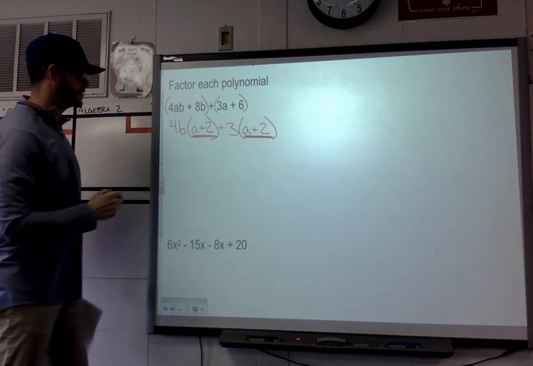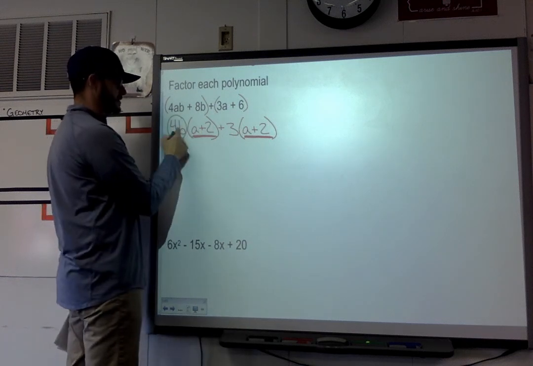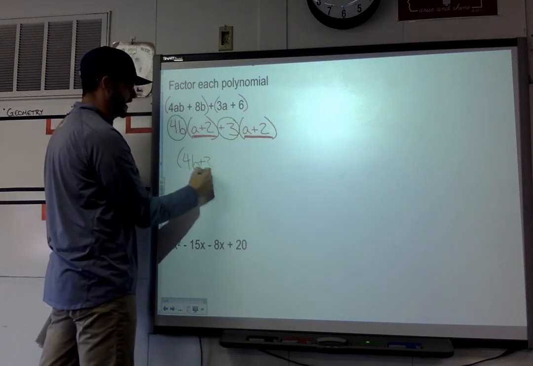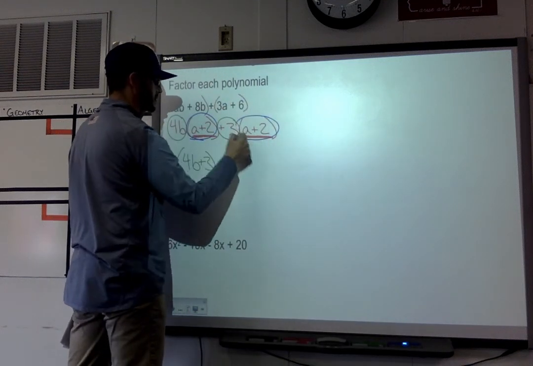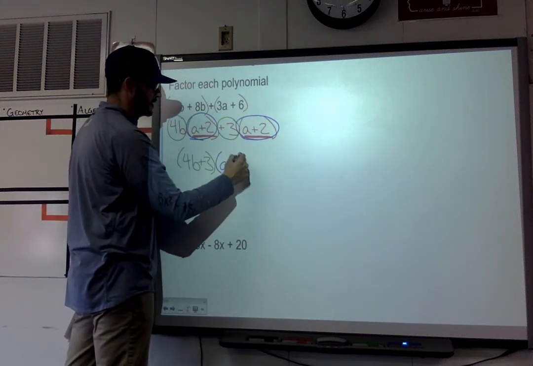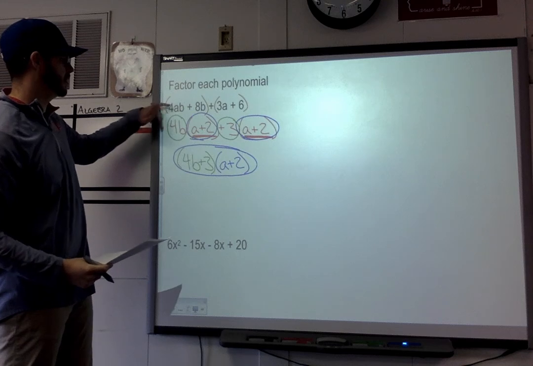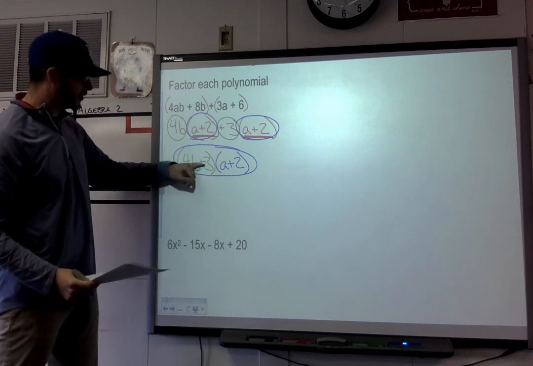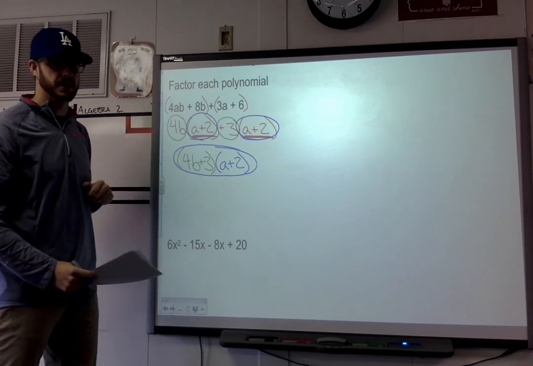So now what we're going to do is take everything that is outside the parentheses, which in this case is 4b and plus 3, and that's going to become one of our factors. Then we're going to take whatever is inside the parentheses, which again, they need to be the same. They both have a plus 2, so that will be our second factor, and this would be the factored form of this polynomial. 4b plus 3 times a plus 2. What that means is if you were to FOIL this out, you would get right back to what you started with up here at the top.